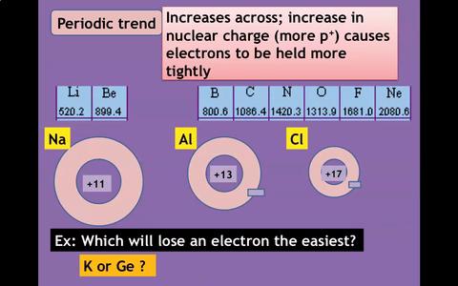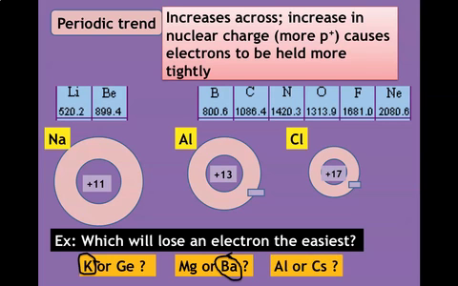Okay, so if we think about which one will lose an electron the easiest, potassium or germanium, it's going to be potassium because it's further to the left. Magnesium or barium, it's going to be barium because it's further down. So you're looking for the bigger atoms. Aluminum or cesium, it's going to be cesium because it's further down and to the left.